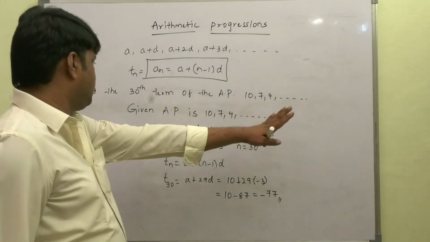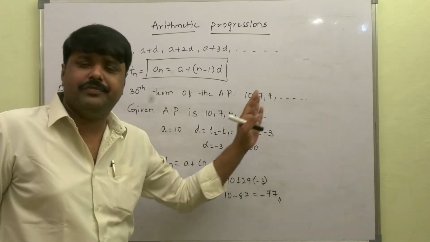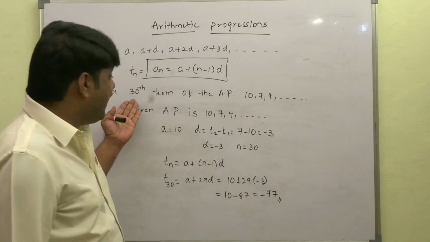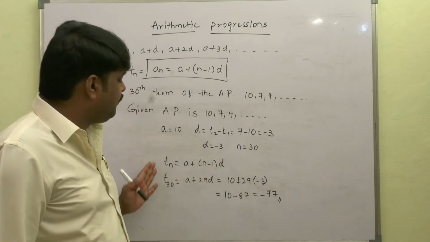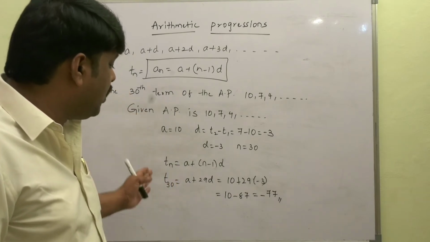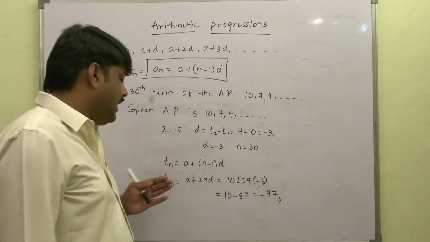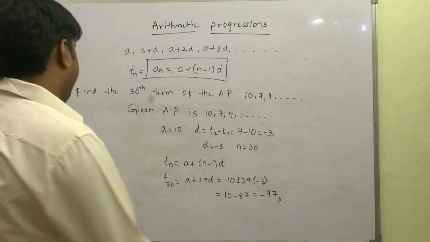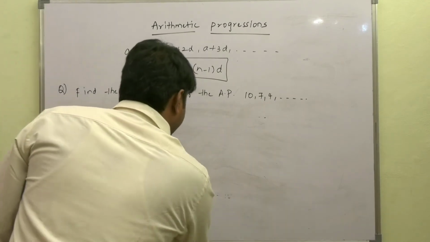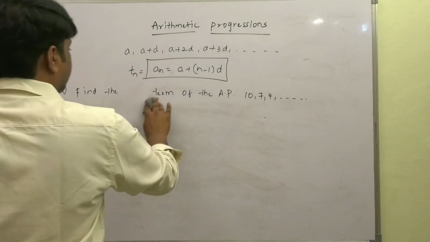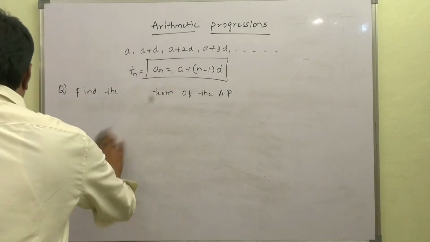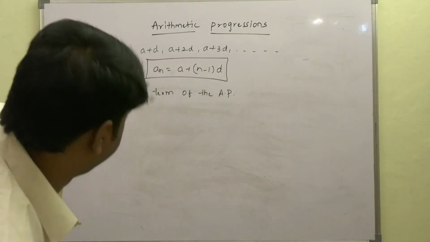For the 30th term, from the given AP we wrote the first term, we wrote the common difference, then the n value, 30, was given, and we wrote the n value. Finally, the fourth parameter, which was unknown, we found using the Tn formula a plus n minus 1 into d. T30 value we have found. Similarly, let us take another question here. Instead of the 30th term, let us find the 11th term of the AP.